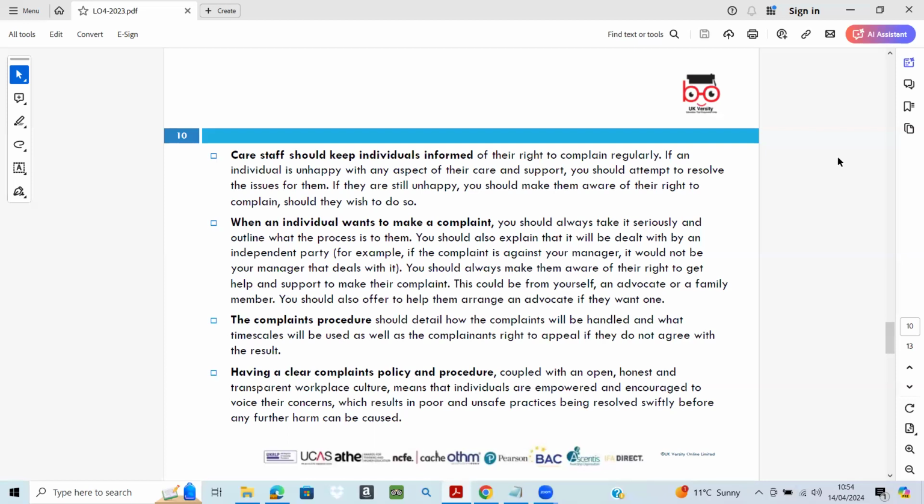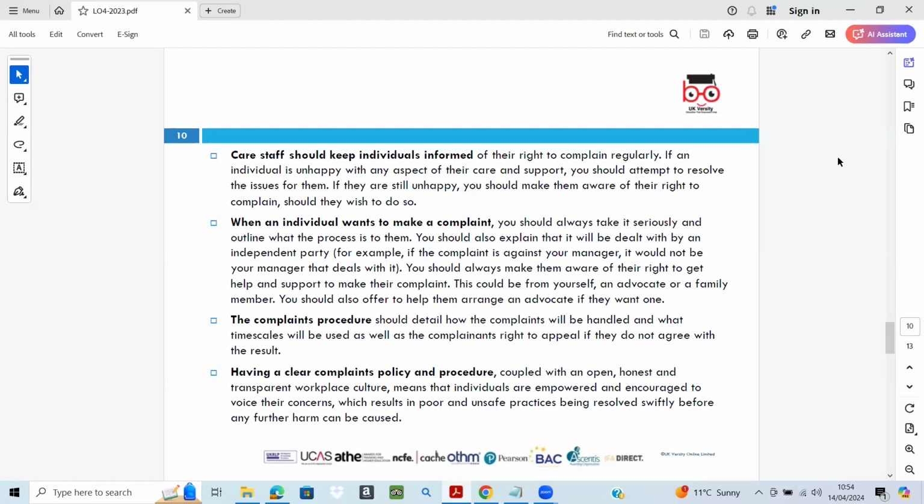If we ask what are some ways you can provide support if someone decides to make a complaint, we can offer assistance in writing the complaint, explain the steps involved if needed, and help them find an advocate or involve a family member who can support them through the process. And the role of an advocate is particularly important in ensuring that the individual's voice is heard clearly and represented accurately.